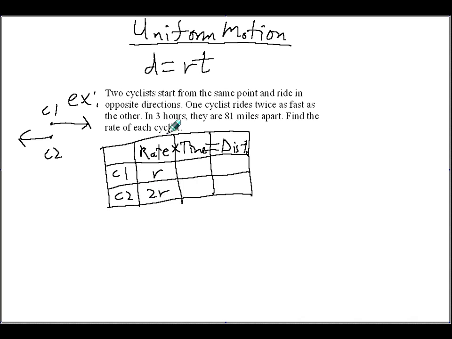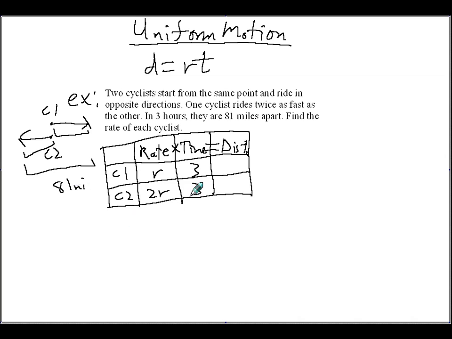All right? So let's look at the time column. It says in 3 hours, they are 81 miles apart. So they're each going to ride for 3 hours. So 3 hours for cyclist 1 and 3 hours for cyclist 2. So in other words, in 3 hours, cyclist 1 goes this far, cyclist 2 goes that far, for example. All right, but together they are 81 miles apart.